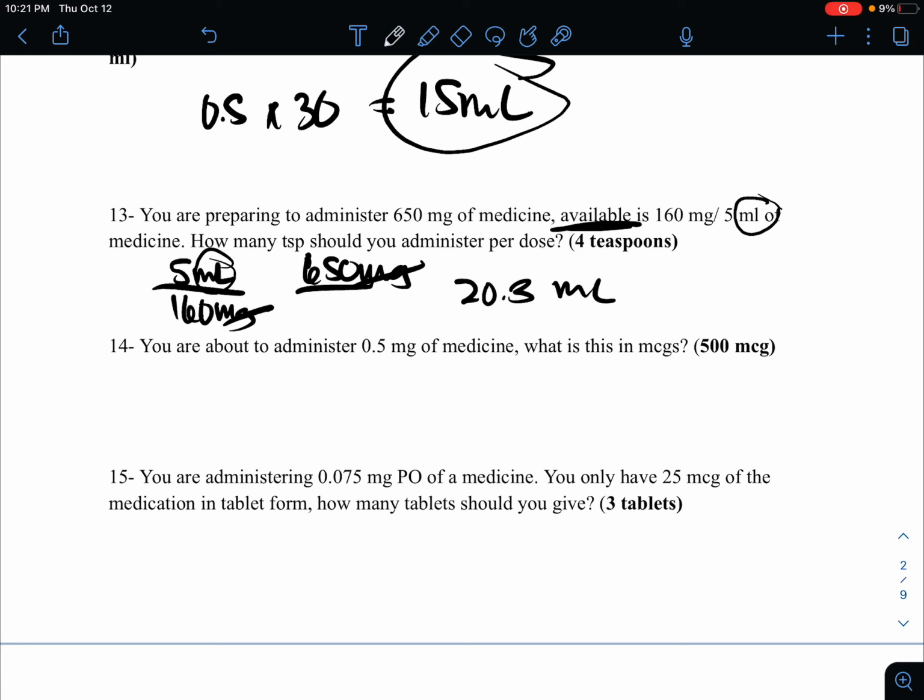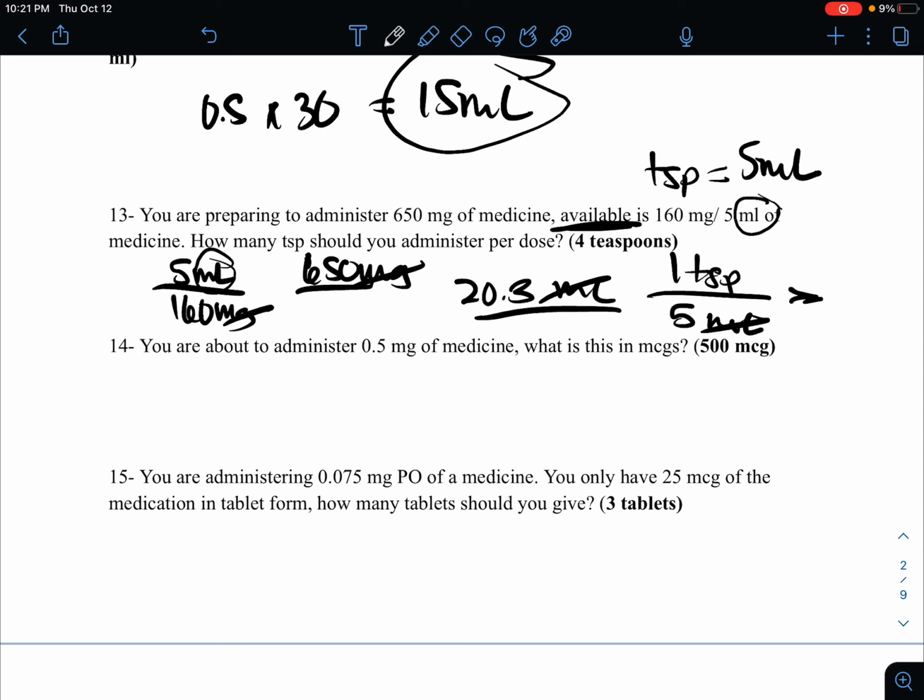And if we remember, each teaspoon equals 5 milliliters. So we can just go ahead and divide that right here. Because we want the units to cancel out, we can do 5 milliliters over 1 teaspoon. So cross out, equals 4. Of course, there are some weird numbers right here, but just round to 4.